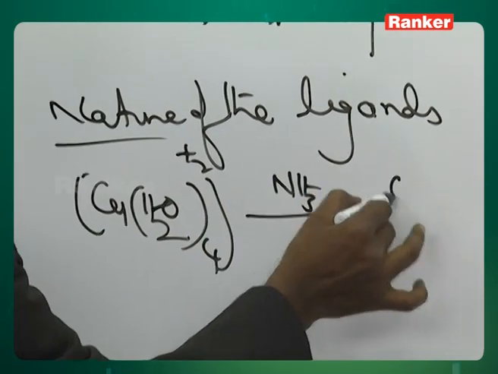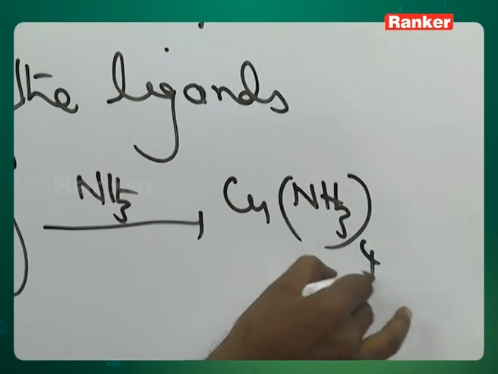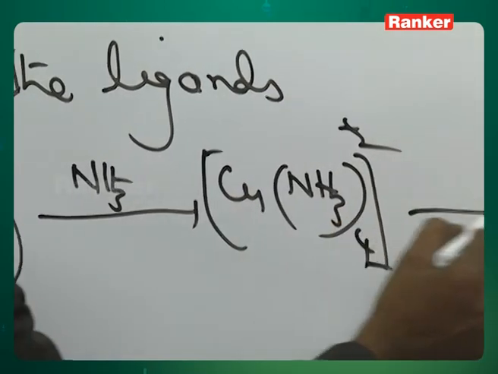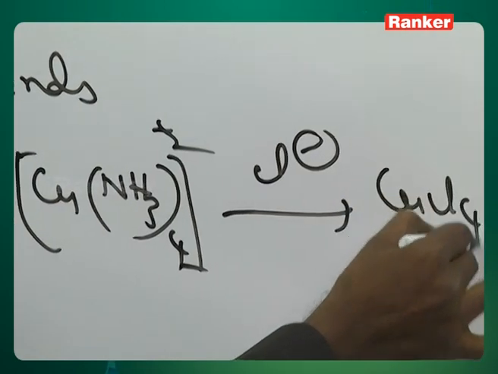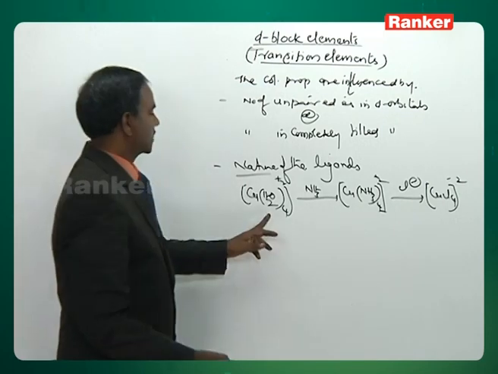See, one BM is equal to eh by 4 pi mc. Once a question appeared: define BM. You need not write any definition for this. Simply you can write one BM is equal to eh by 4 pi mc.